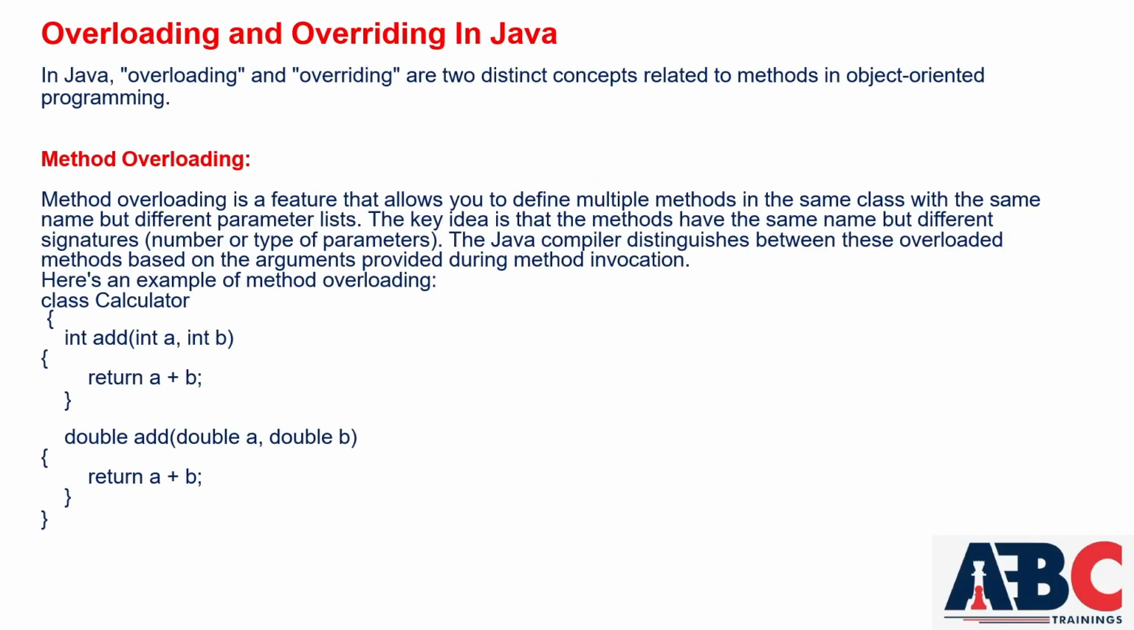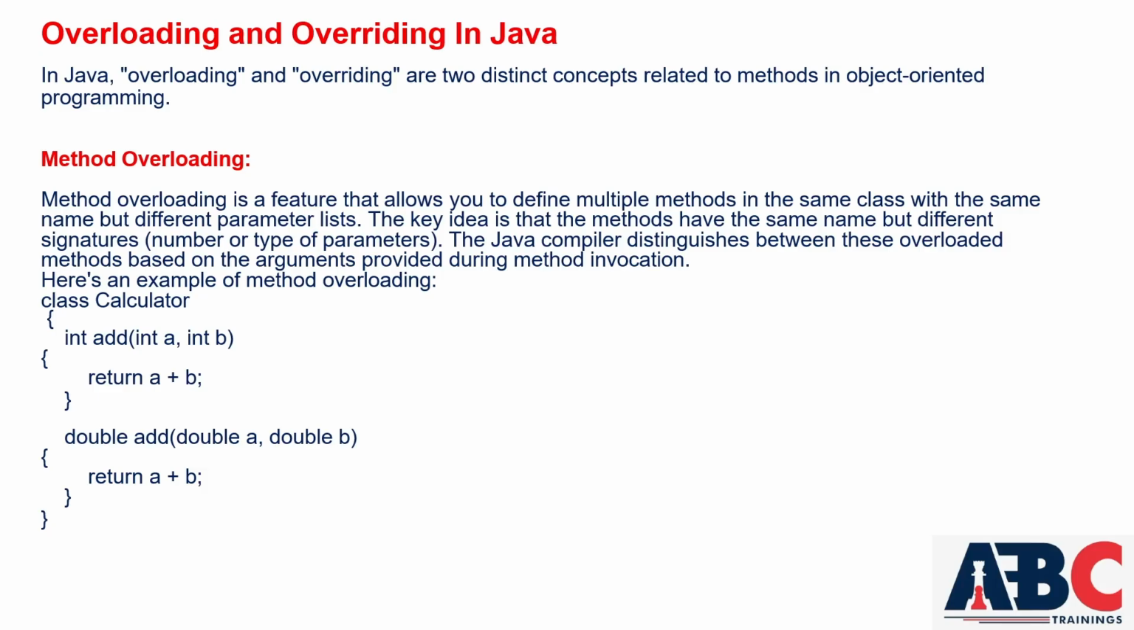Next is overloading and overriding in Java. Overloading and overriding are two distinct concepts related to methods in object-oriented programming languages. Method overloading is a feature that allows you to define multiple methods in the same class with the same name but a different parameter list.